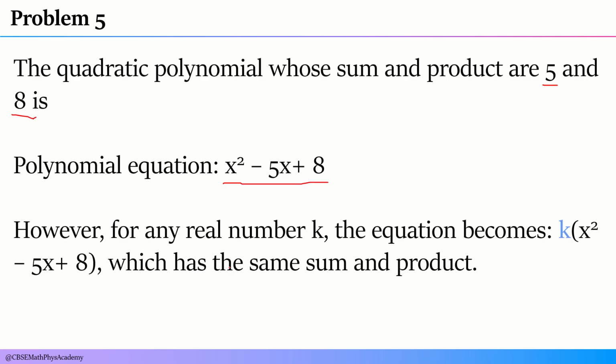However, as I discussed in the previous problem, this is not the only polynomial equation which has sum 5 and product 8. Any real number multiplied with this whole equation, let the real number be k in this case, also has the same sum and product. So your answer should be k into x square minus 5x plus 8, where k is any real number. These are the polynomials which have the same sum and product.